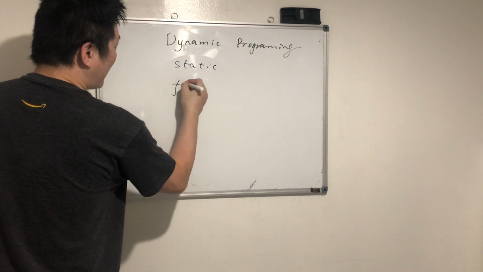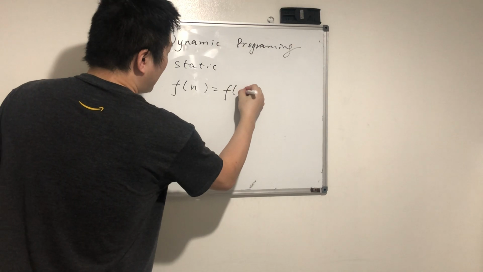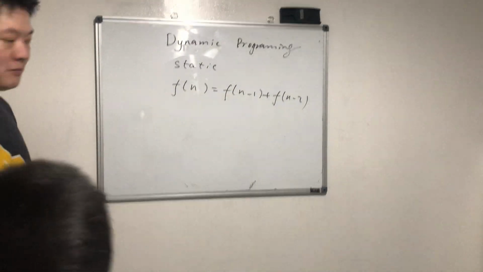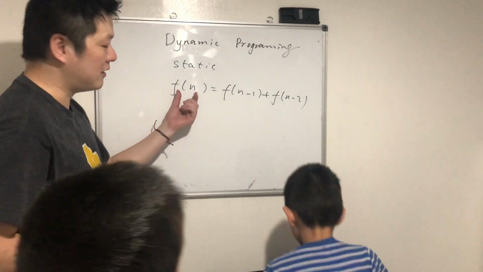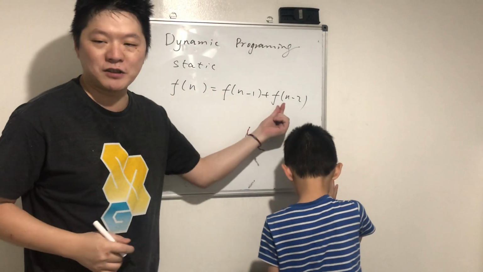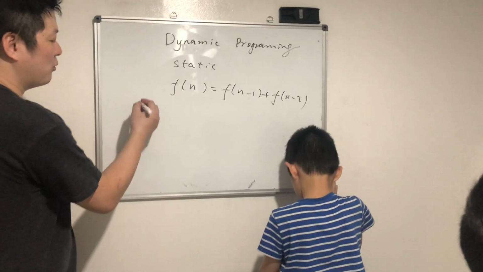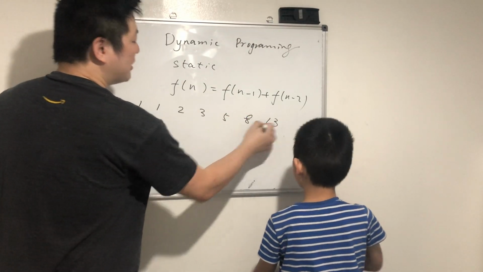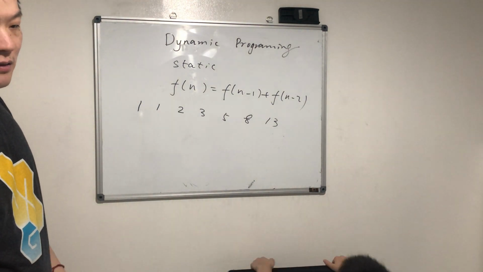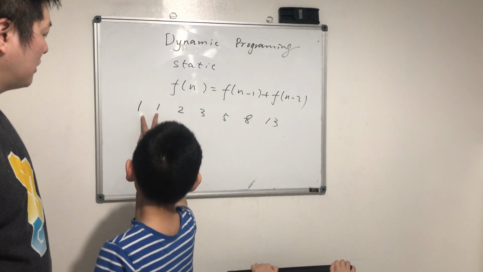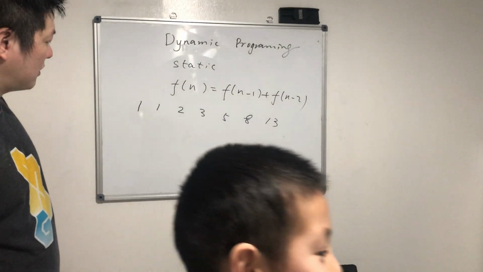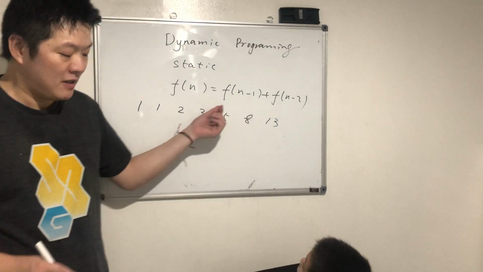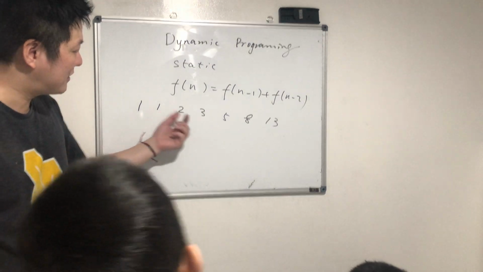So you tell me what it is. Fn equals Fn minus 1 plus Fn minus 2. What does it mean? This item is the sum of the previous 2 items. 1, 1, 2, 3, 5, 8, 13. What's this? I think it begins with F. Fibonacci numbers. Fibonacci. The sum of the previous two. You remember? Yeah, 1, 1, 2, 3, 5.